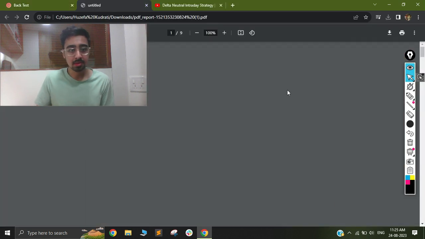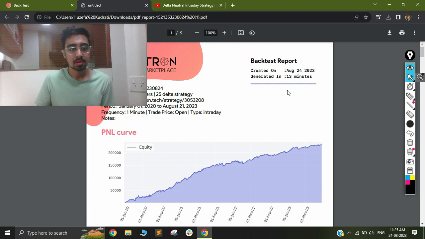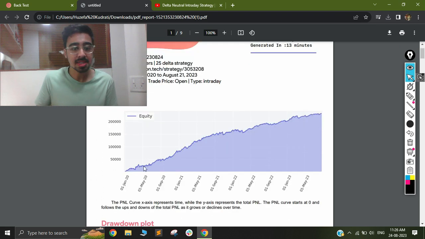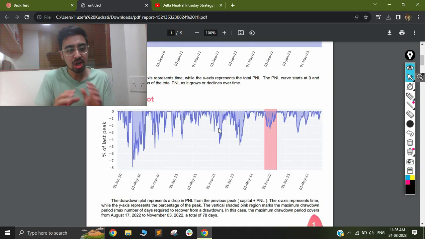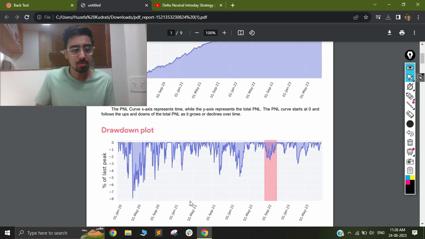So you can see in this backtest report, I have my report generated in 13 minutes, and this is the kind of equity curve that it has given. So approximately around 200,000 in profits, which is not very significant given the margin. And now you can see the drawdown plot. So at max, the strategy has taken a drawdown of 8%, which is very good.